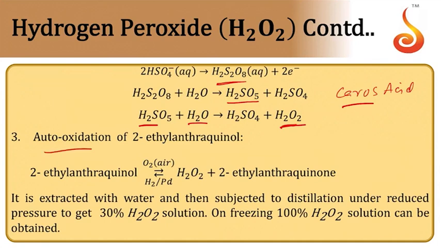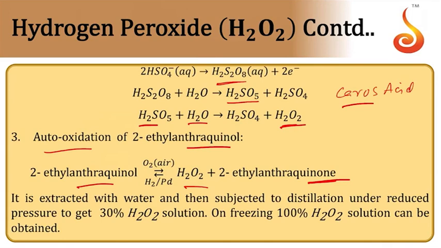The second one is auto-oxidation, meaning self-oxidation of 2-ethyl anthraquinol. Auto-oxidation of 2-ethyl anthraquinol also gives rise to H2O2. The oxidation is the aerial oxidation itself. It gives H2O2 plus 2-ethyl anthraquinone. The anthraquinol, that is the OH groups, forms anthraquinone, nothing but a ketone, undergoing oxidation. So this is one of the methods to prepare H2O2.